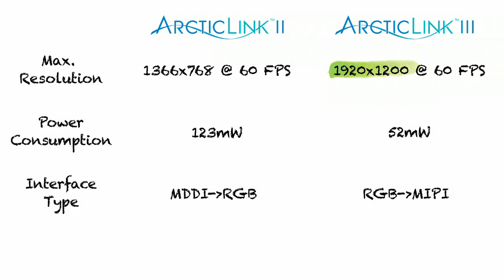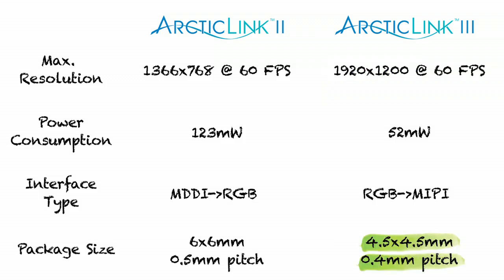The same logic would hold true that the dramatic increase in resolution would result in a bigger part. But in the case of the ArcticLink 3, this is not true. We shrunk the part by 44%, from 6x6 to 4.5x4.5mm. And this is important primarily due to the ever-shrinking board space available on smartphones and tablets. It also doesn't hurt that we can perform interface bridging on a chip significantly smaller than products that do this function that are currently on the market.